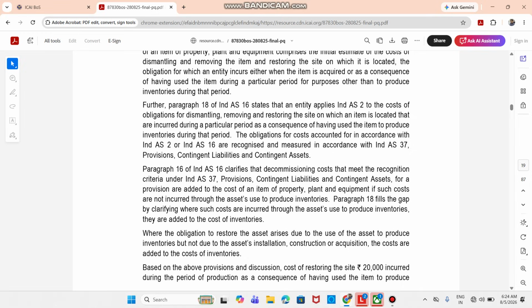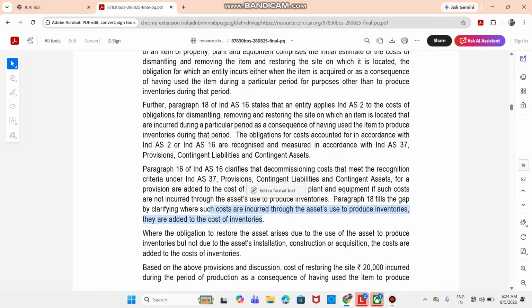Next, the relevant para of Ind AS 16 clarifies that decommissioning costs that meet the recognition criteria as per your Ind AS 37 for a provision are specifically added to the cost of items of PPE if such costs are not incurred through assets used to produce inventories. But para 18 specifically states that where costs are incurred through the assets used to produce inventories, I repeat, the first case is they are added to the asset, but in the second case, if the costs are incurred through the assets used to produce inventories, they are added to the cost of inventories.